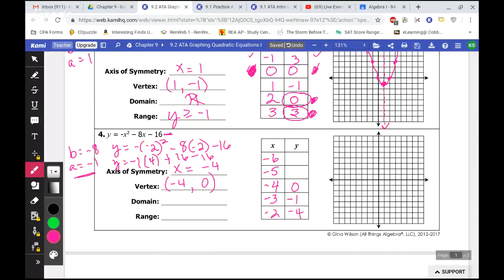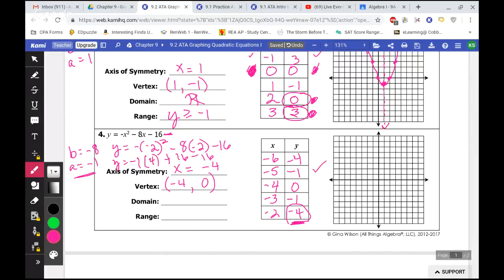Okay, Grayson or Eli, what would the y coordinate be for negative 5? Negative 1. Good job. What would the y coordinate for negative 6 be? Negative 4. Yes, there you go. Good job.